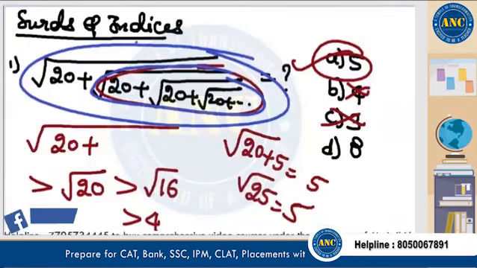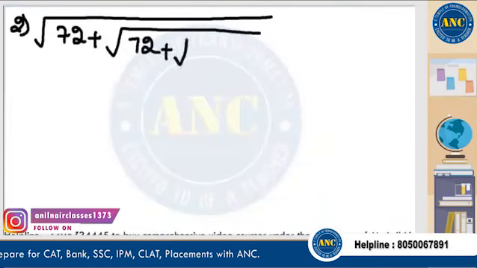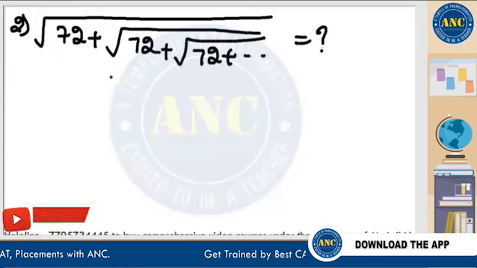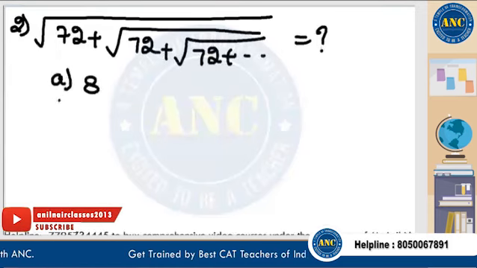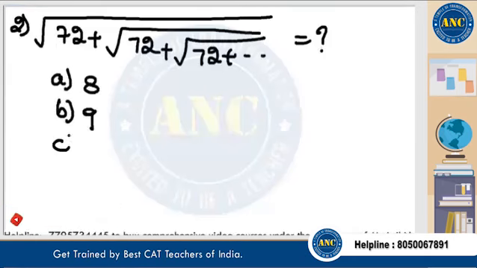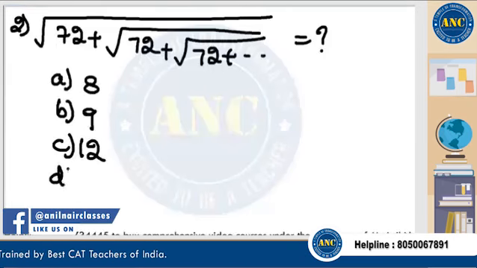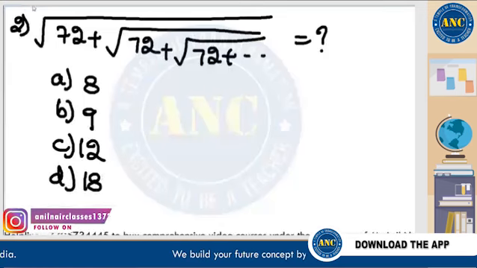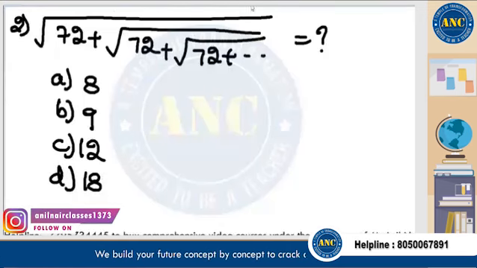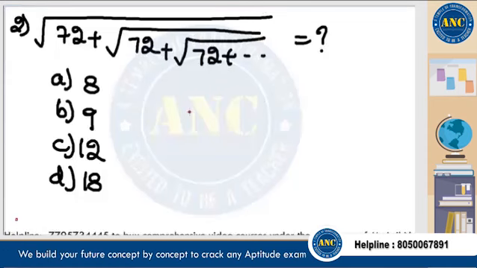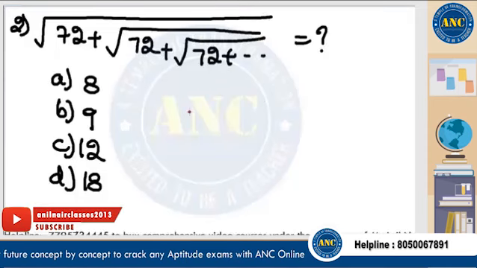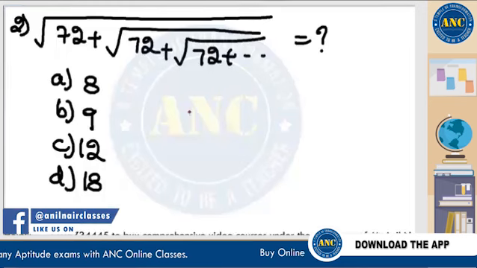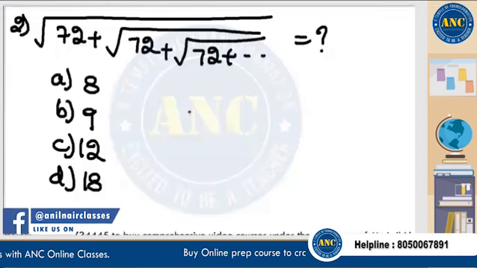Second question: square root of 72 plus square root of 72 plus, and so on. Options: 8, 9, 12, 18. Simple. After this problem, we will take a 2 minutes break. I will go for a glass of water. Then I will give you a question. You try to solve it. Then I will come back.